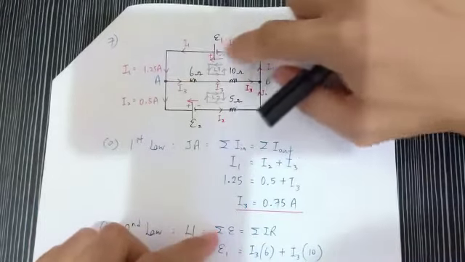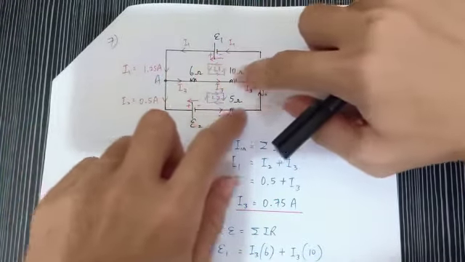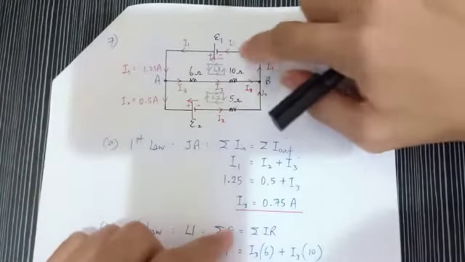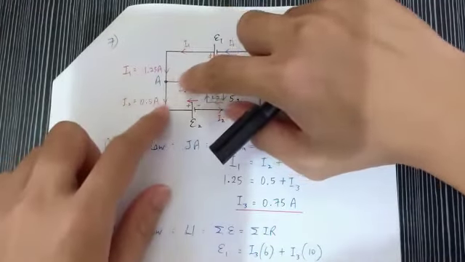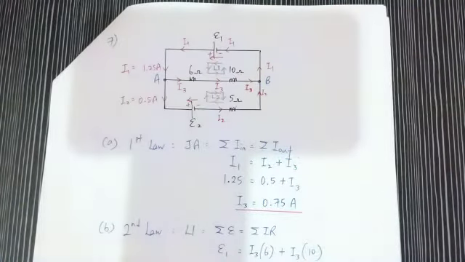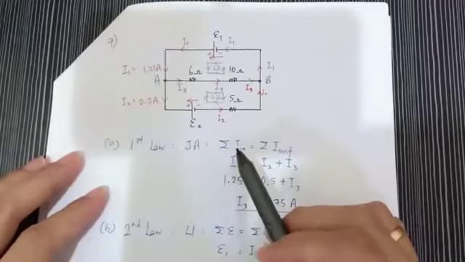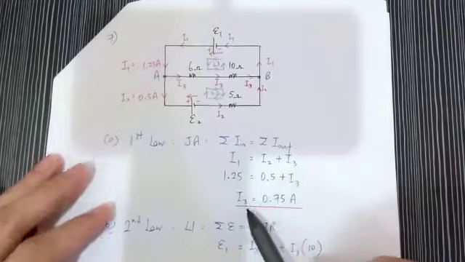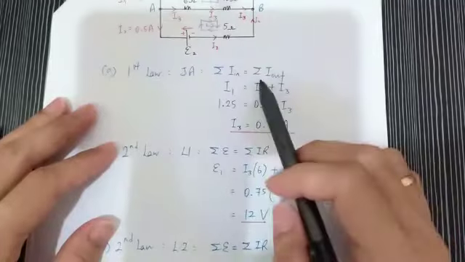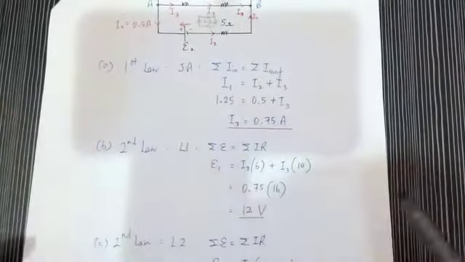Combine, I1 breaks into I2, I3, combine, get I1. Okay. So now, you got the I3 already from the current in, current out. Now do the second law, loop 1, yeah.